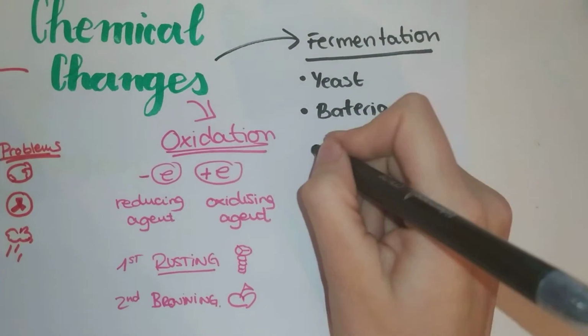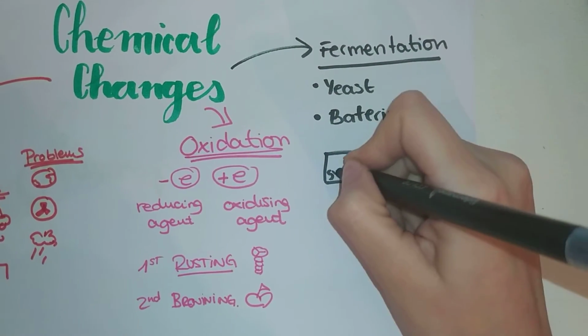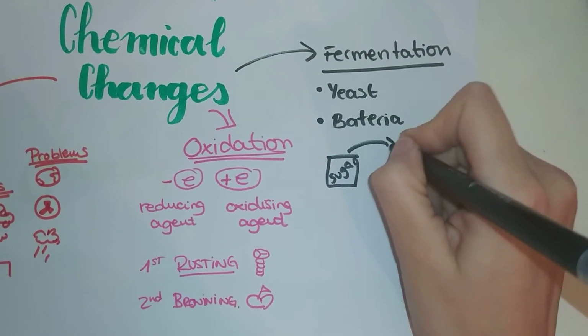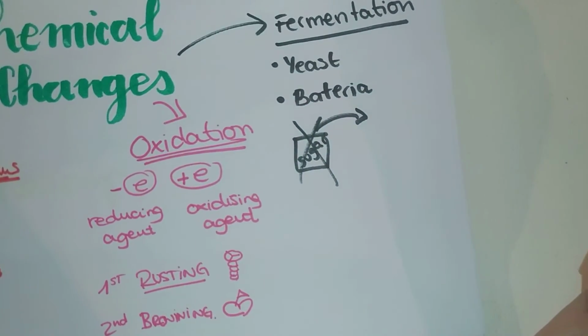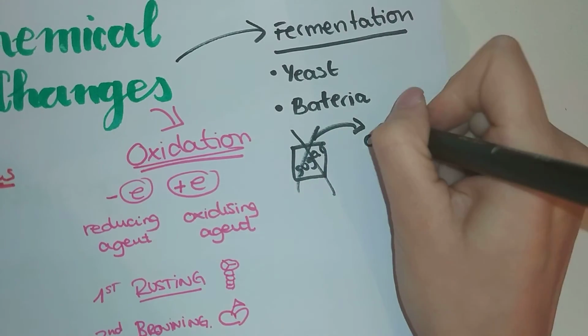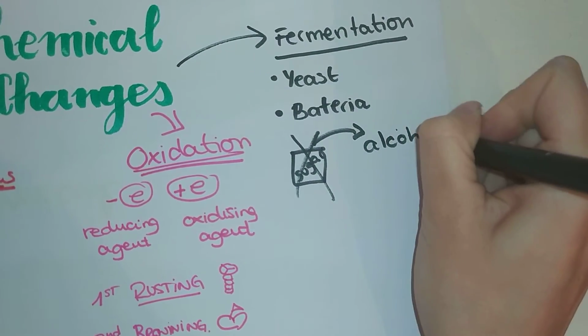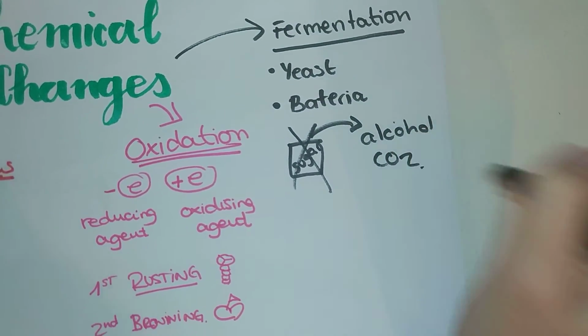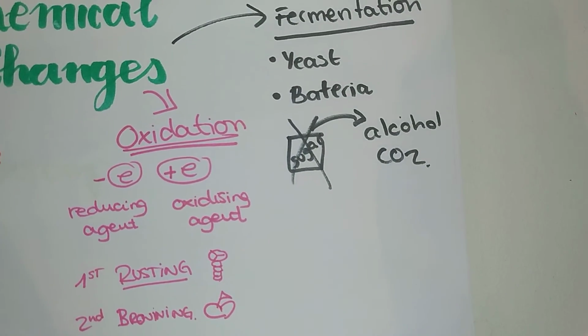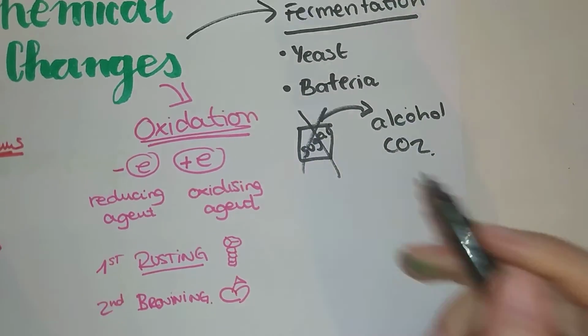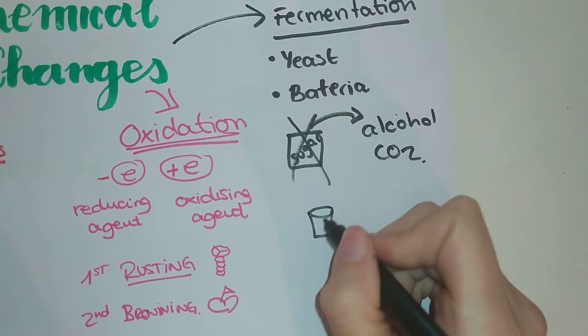When it consumes sugar, this becomes into alcohol and also carbon dioxide. We can make food using fermentation. For example, milk.